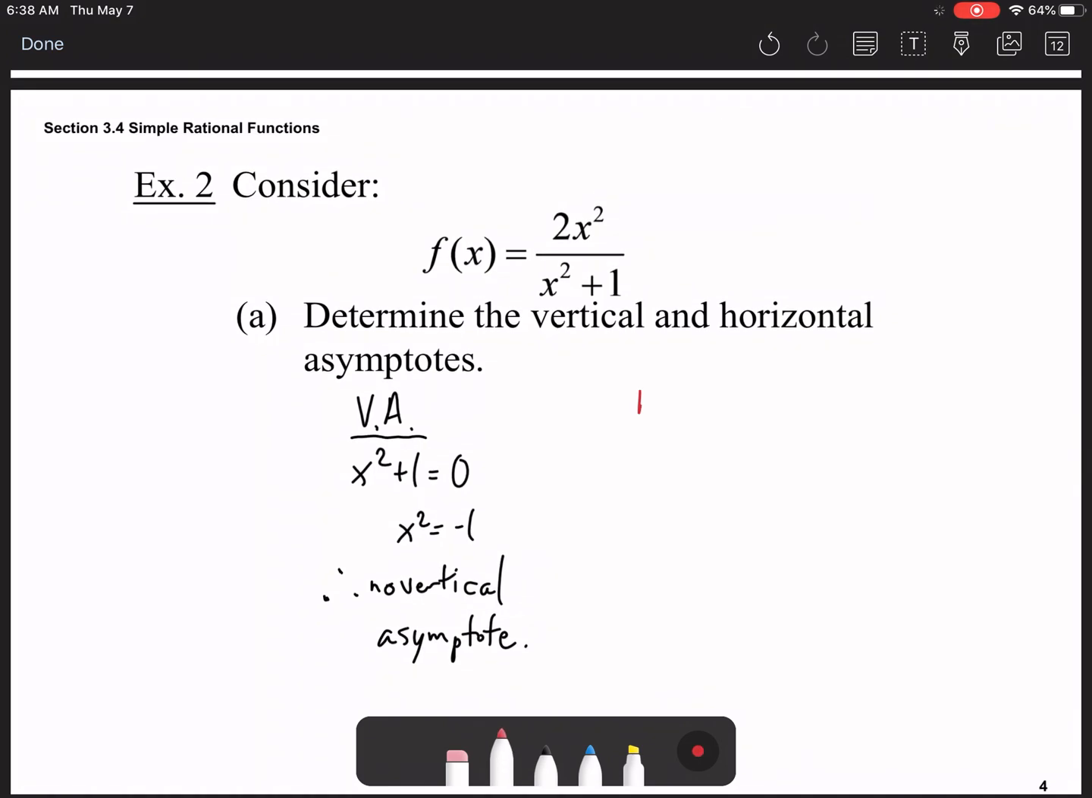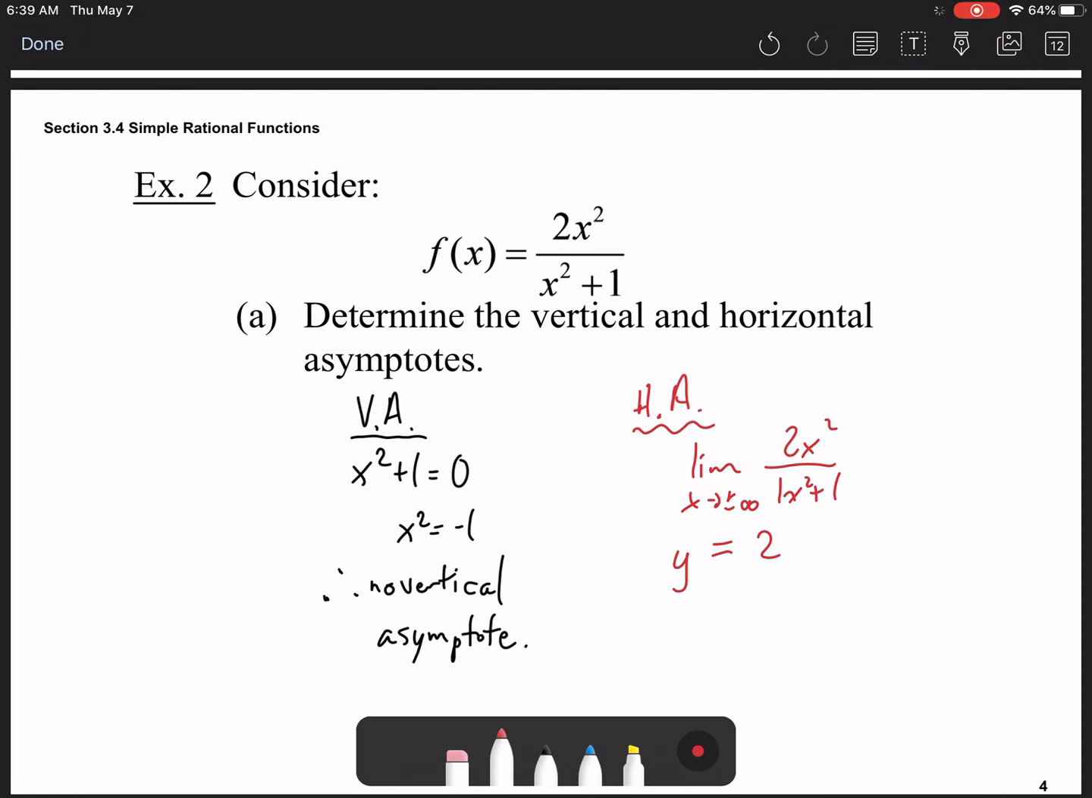There is, however, a horizontal asymptote. So again, we're looking at the limit as x approaches plus or minus infinity of this function, 2x squared over 1x squared plus 1. Well, that is just going to equal 2. So it's going to approach the value 2.